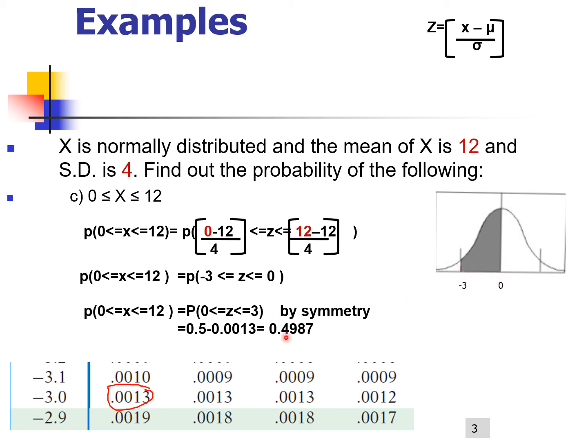And this area is what? The area to the left of minus 3. So the total area over here is what? It is 0.5, right? This area is 0.5. So we are just subtracting this particular area from 0.5 to get this shaded area, which is equal to 0.4987.